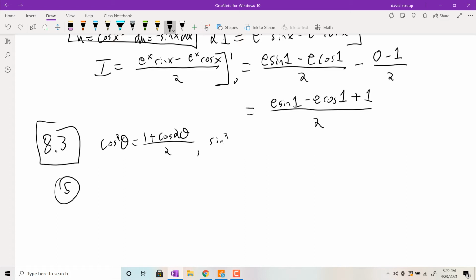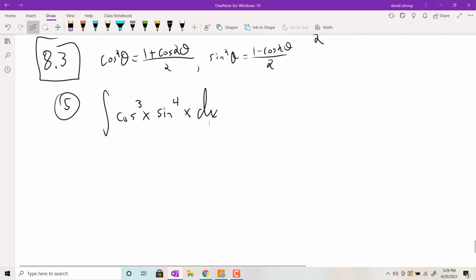Sine squared theta is (1 minus cosine 2 theta) over 2. Sometimes those come up. Number 5, I don't think you need it though. This is one of the general issue formulas here. So for these, usually you just kind of push back a factor.